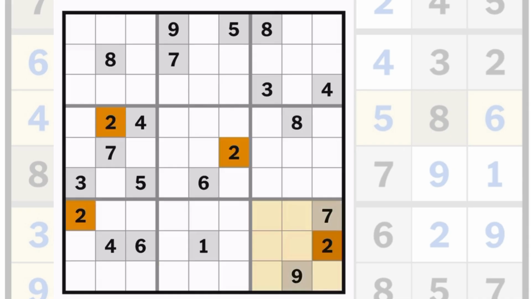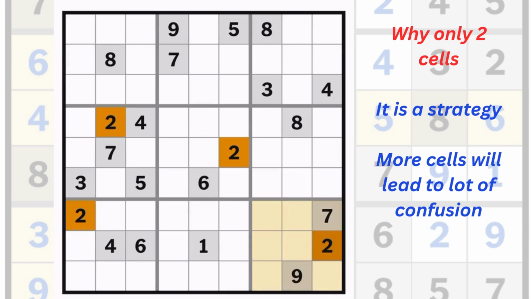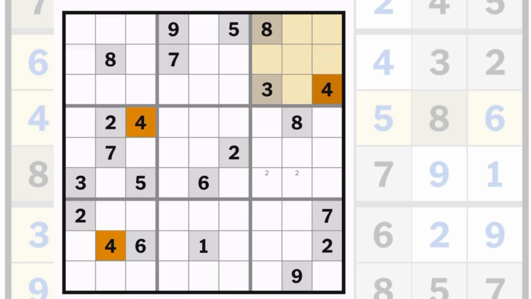So we move to 2. Here there are 2 cells where number 2 is a likely candidate. Then we move to 3. Here also we don't have any such case, so we go to 4. So here we will get in this block, where 4 is a likely candidate in these 2 cells. And we move to 5. Again here also we are not getting any cases, so we go to 6.